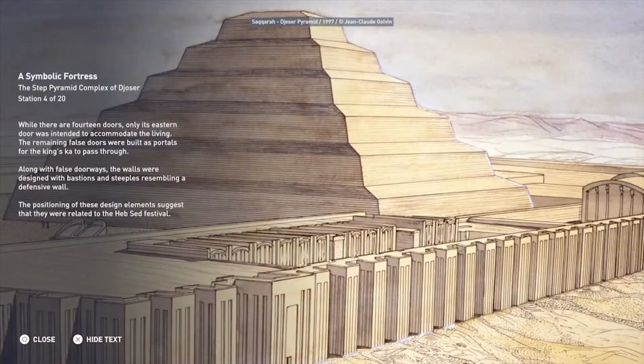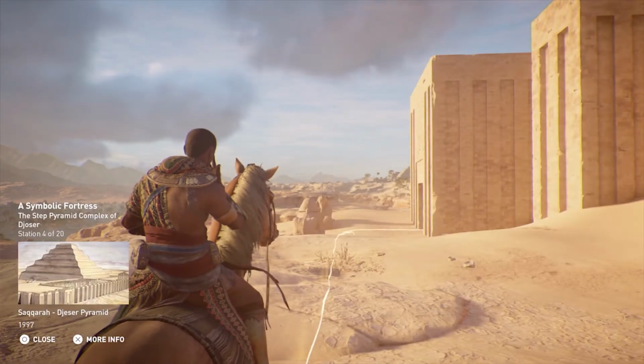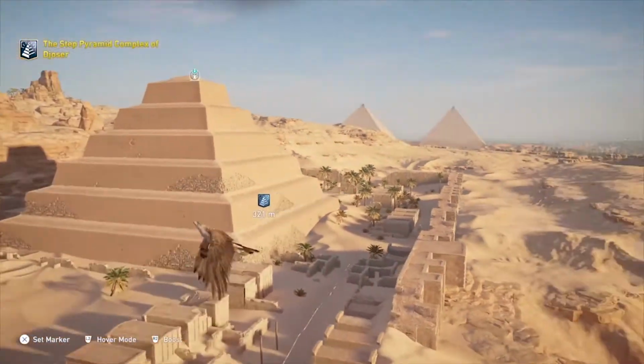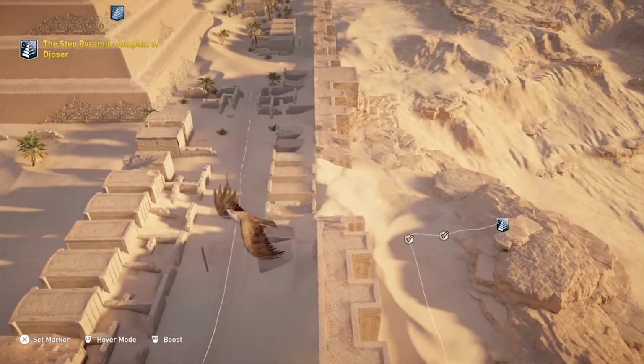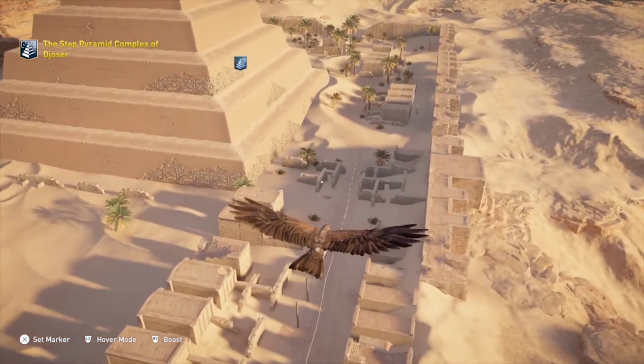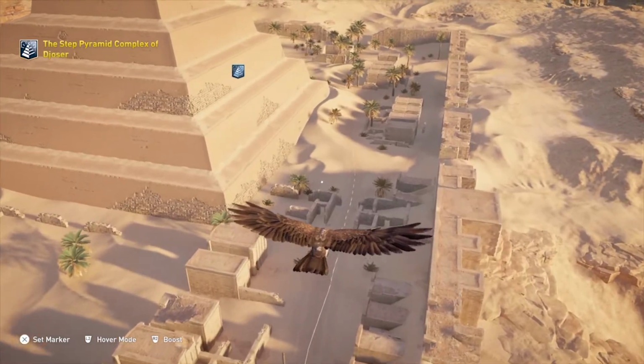While there are 14 doors, only its eastern door was intended to accommodate the living. The remaining false doors were built as portals for the king's Ka to pass through. Along with false doorways, the walls were designed with bastions and steeples resembling a defensive wall. The positioning of these design elements suggests that they were related to the Hebsed festival.